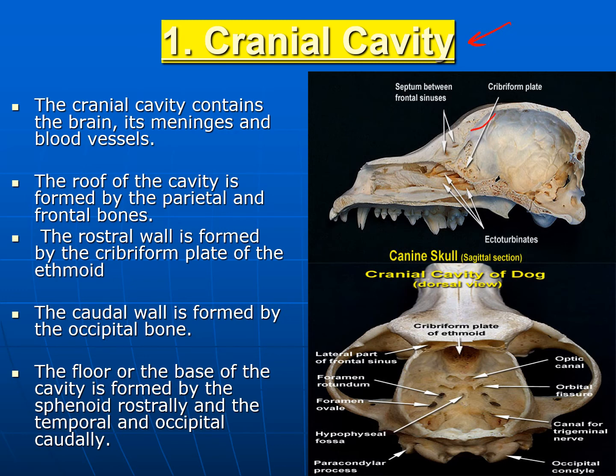This area here, all of this space found inside the skull, is called the cranial cavity. See this space here? This is called the cranial cavity. Usually the cranial cavity contains the brain and its meninges and also the blood vessels that are responsible for the nutrition of the brain.